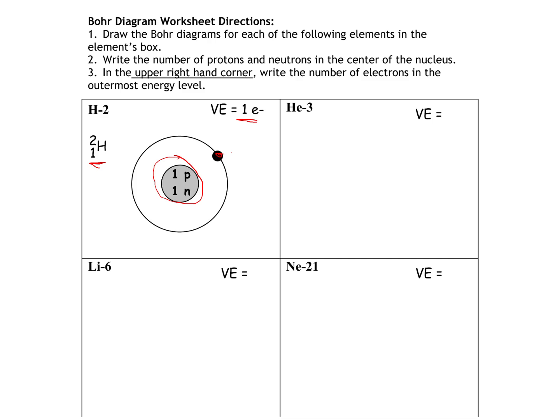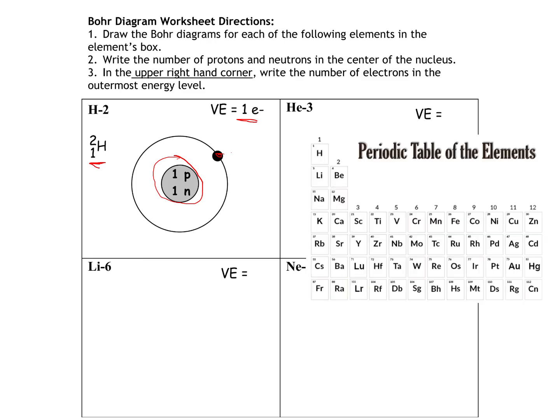So let's go ahead and go on to lithium. So like I said, the row that the element is in tells you how many rings you're going to have. Lithium is in the second row, so that tells us that we're going to have 2 energy levels. So the first thing we do is we write our isotope symbol. So there's lithium. This is its mass number.